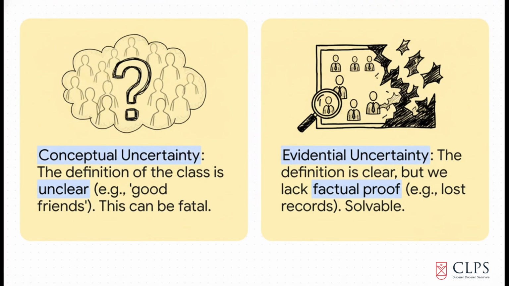First, you've got conceptual uncertainty. That's a problem with the words themselves. Like, a trust for my good friends. Who knows what that means? That can be fatal. But then you have evidential uncertainty. Here, the concept is crystal clear. Say, all employees of my company in 1995. The problem is you can't prove who they all are, maybe because the records were lost in a fire. And it turns out the courts are totally fine with that second one.